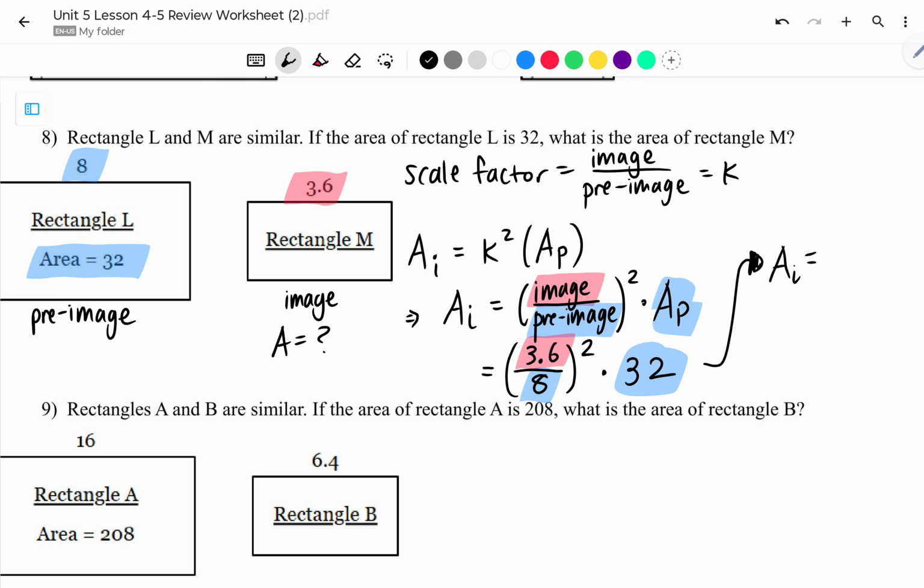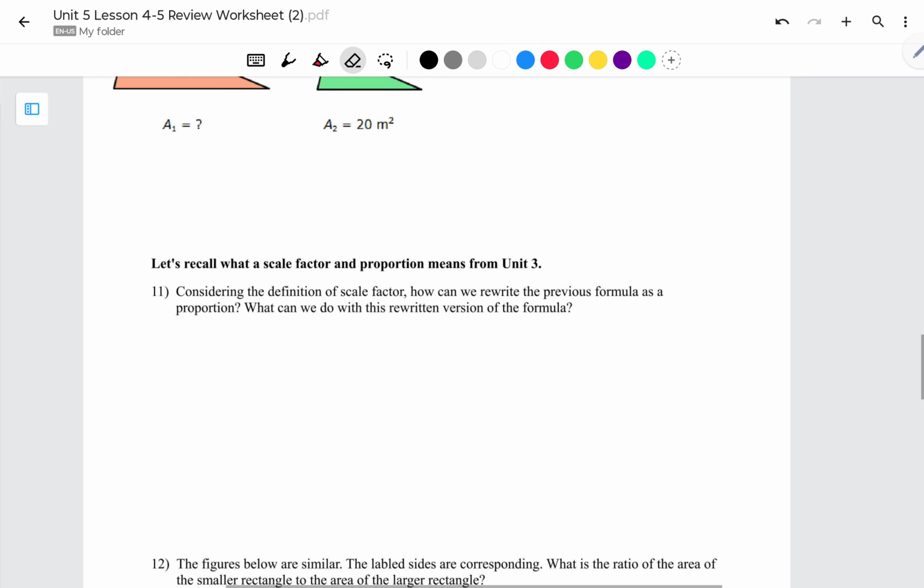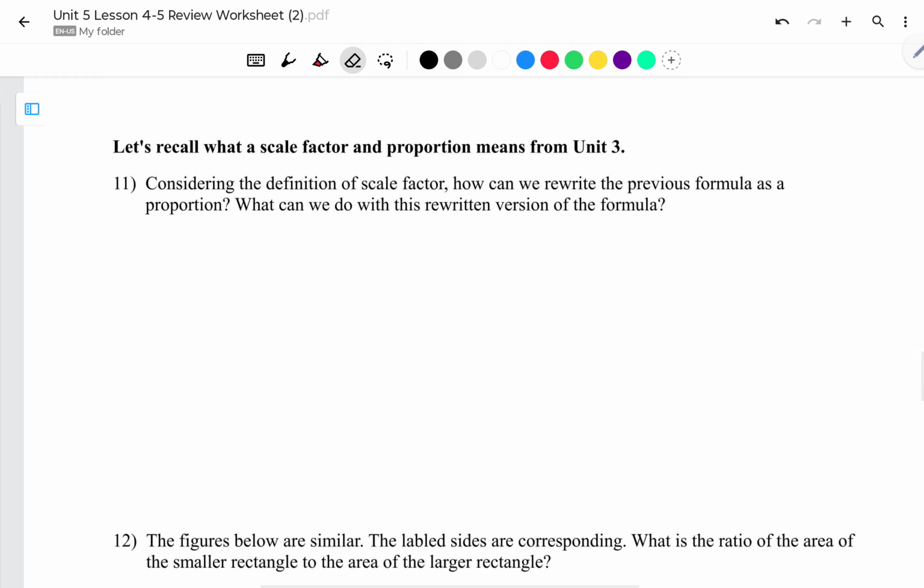Or that version, I guess. Because again, you don't have the scale factor, so you have to find the scale factor on your own this time. All right, next. 9 and 10 are very similar. Okay. So, what about this one?